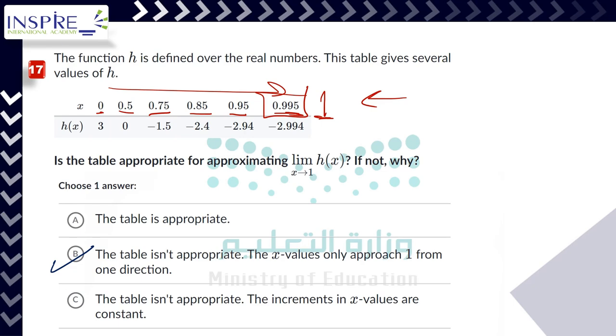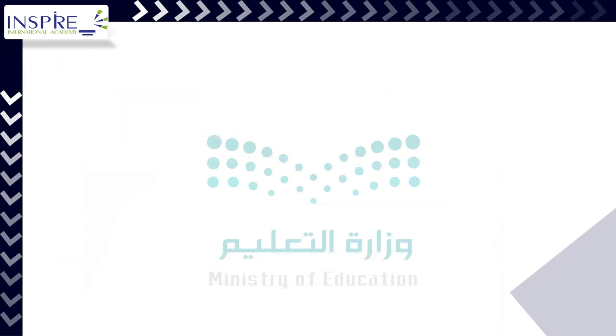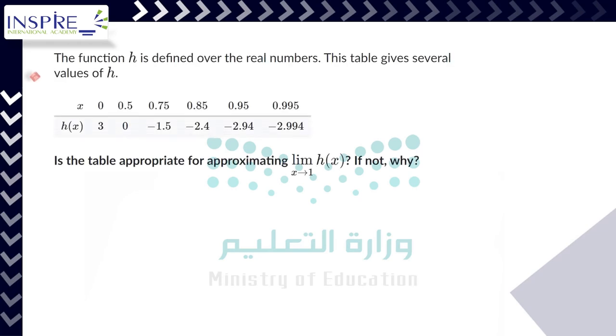Okay, next question. The function h is defined over the real numbers. This table gives several values of h. Okay, we have a table. The same question was asking about the limit of h of x as x approaches 1. Let's check where 1 is. It's the same question, sorry. It's the same one.